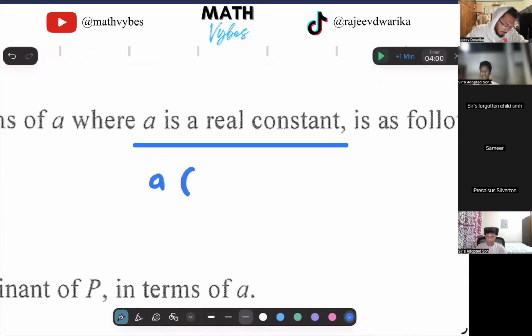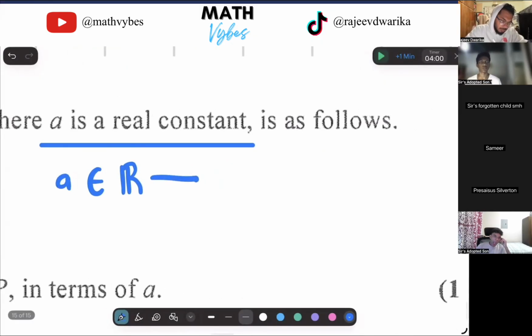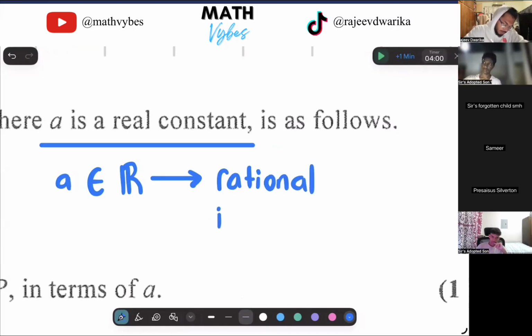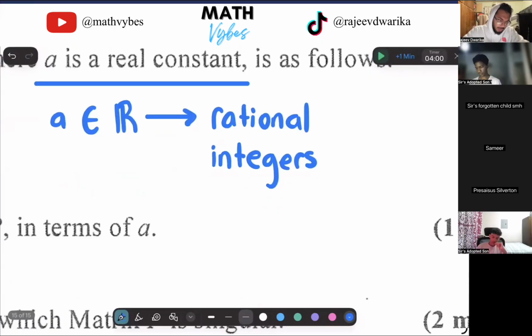So A is an element of real numbers. And real numbers basically include all the numbers. So it would include rational numbers, it would include integers. If you don't know what these are, I'll specify just now. But essentially, real numbers include everything: rational, integers, whole, and natural numbers.